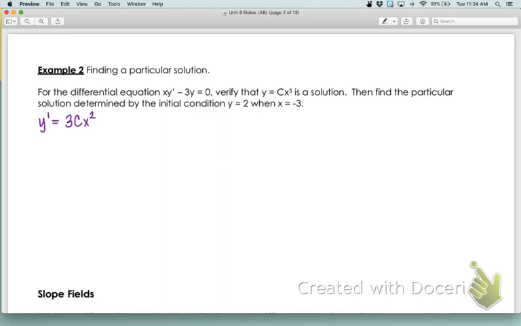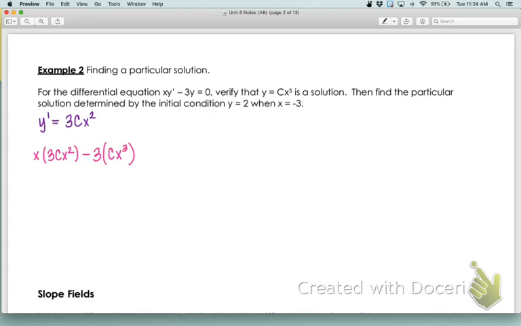Y prime equals 3cx squared would be your derivative. Again, remember, c is just a constant. So if it was 2, the derivative would be 6x squared. We just don't know what it is just yet. Okay, so now we want to go ahead and plug in y prime and y to verify that when we subtract the way that it's defined, that we do get 0. So let's take a peek at that.